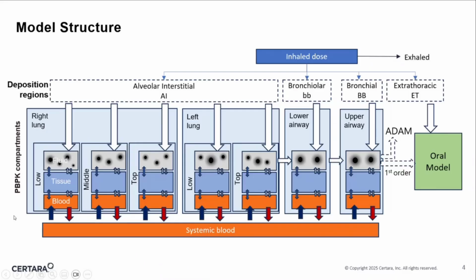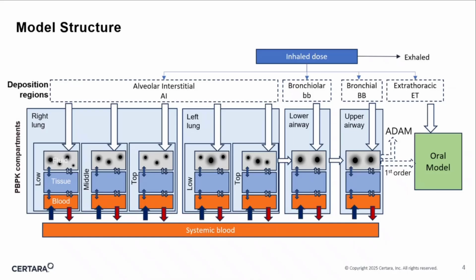And there's also clearance from the alveolar region into the lower airways. This represents macrophage clearance, and the default is a very low rate of clearance from the alveolar to the lower airway. There's higher clearance, representing mucociliary clearance, from the lower airways to the upper airways, and then from the upper airways to the mouth-throat region.